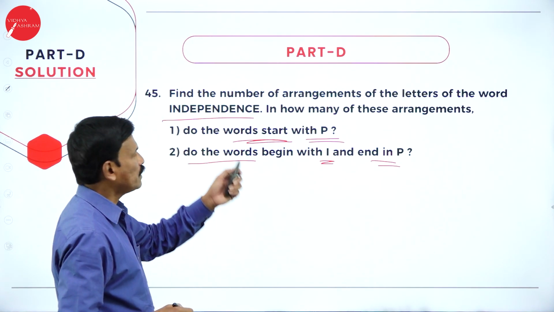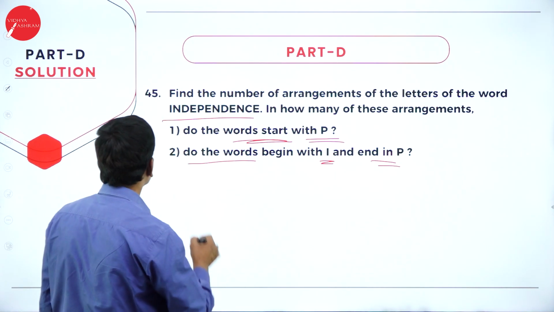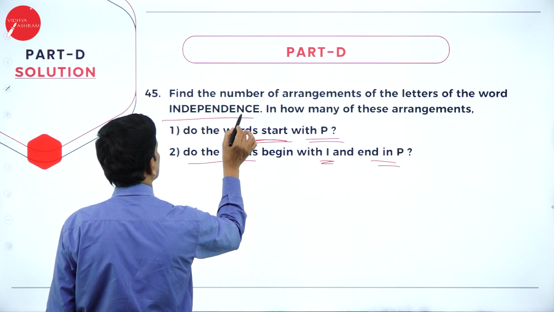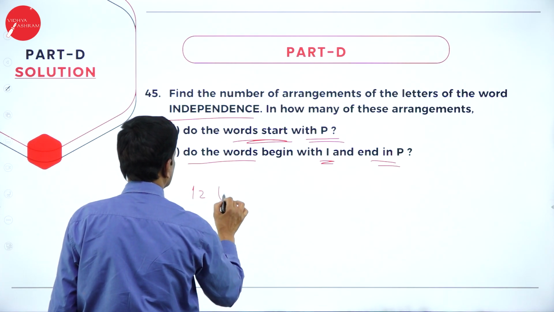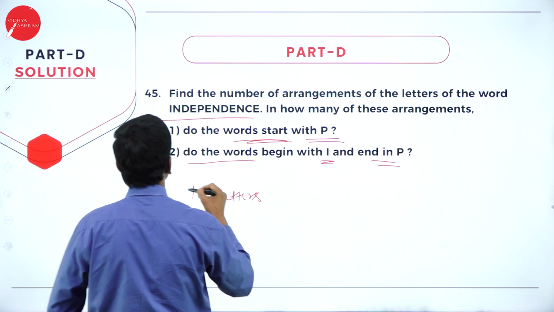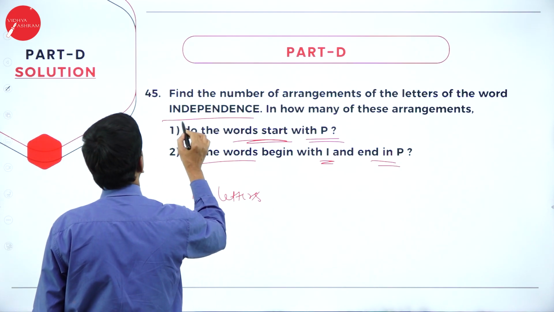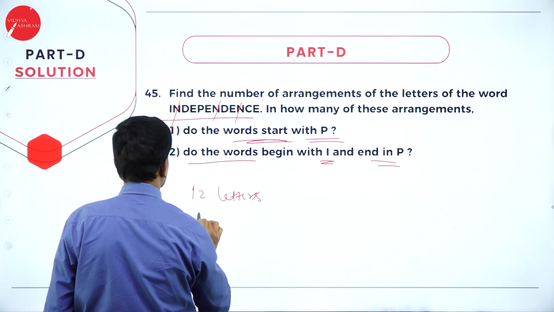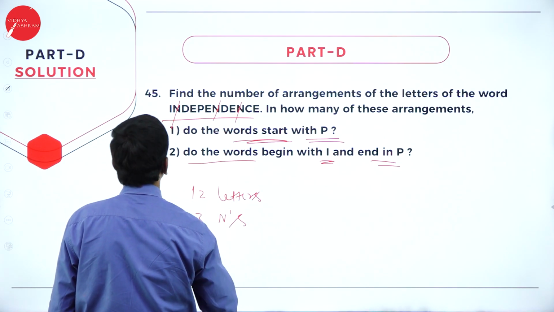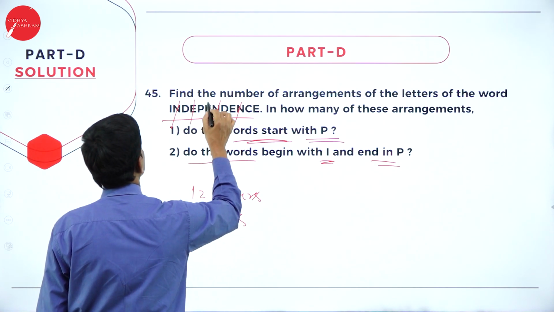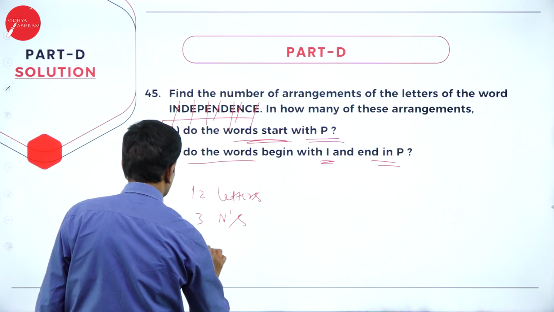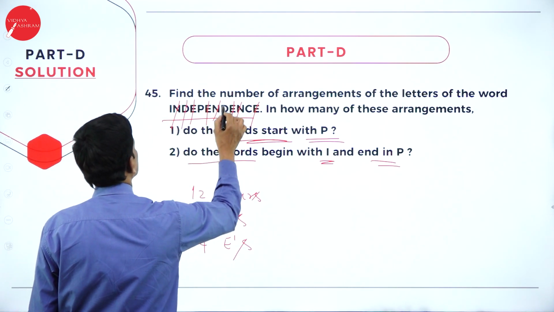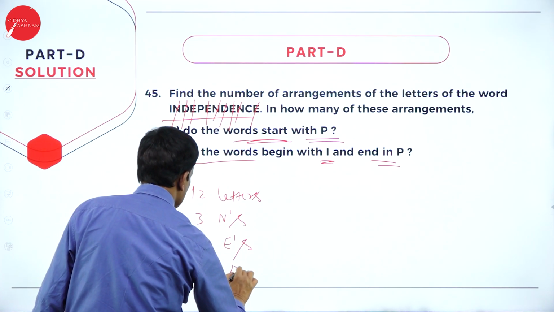Now what is given? Independence. So just find out how many letters are there. Independence contains 1, 2, 3, 4, 5, 6, 7, 8, 9, 10, 11, 12. So it contains 12 letters. Just find out first N: 1, 2, 3, 3 N's are there. Then E: 1, 2, 3, 4, 4 E's are there. Then D: 1, 2, 2 D's are there.